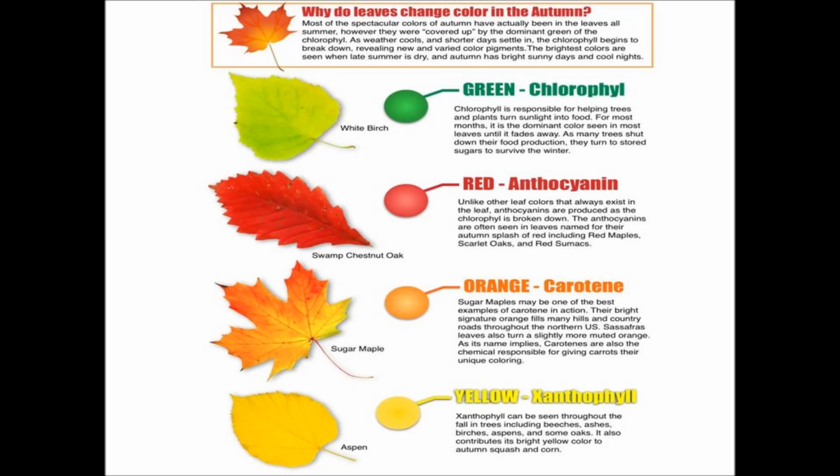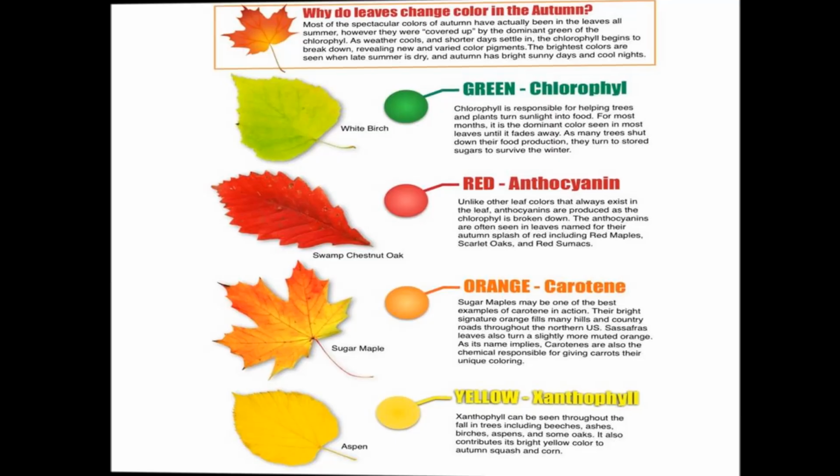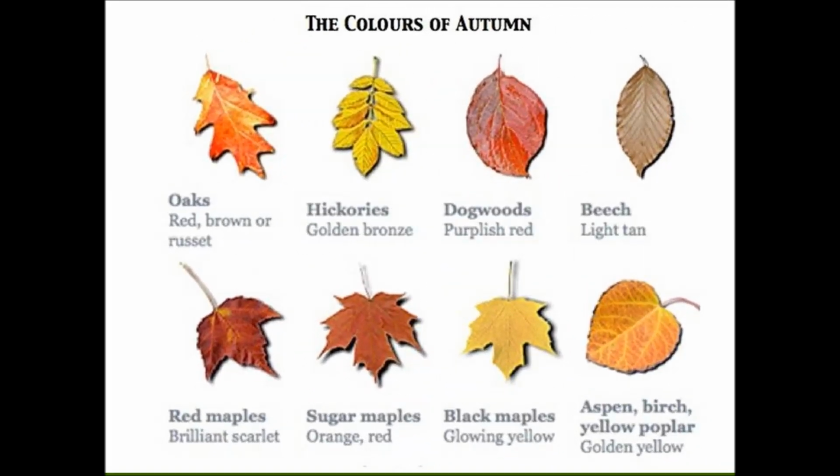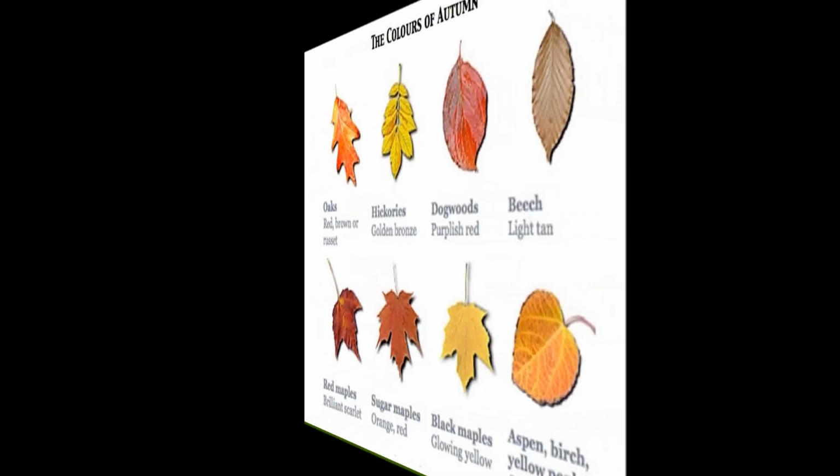Each individual tree very often has its own individual colour signature, some of which are shown in the slides to follow. Here in the UK, in parks and woodlands, we see the vivid scarlet and reds of maples and sycamore, as well as the light tan of beech and the vivid yellows of birch, poplar and aspen.